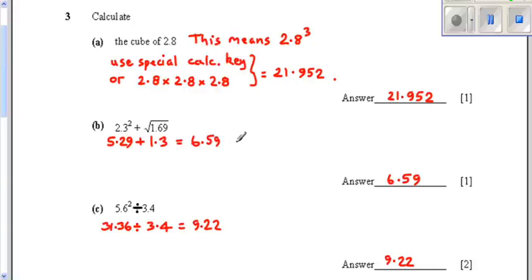Part B then, we've got 2.3 squared, or to the power of 2, plus the square root of 1.69. So again, you have special keys in your calculator for squaring. So 2.3 squared should be 5.29, and you have a special key for the square root. The square root of 1.69 should be 1.3, and when you add those together, you should get 6.59. The last one then, 3C, 5.6 squared, and you use your squared key in your calculator, it should be 31.36, and you're dividing that answer by 3.4, and you should get 9.22.